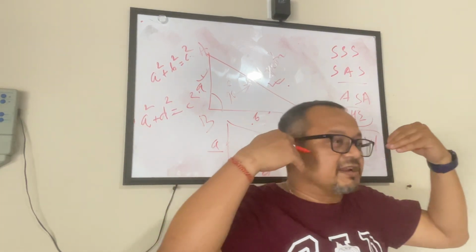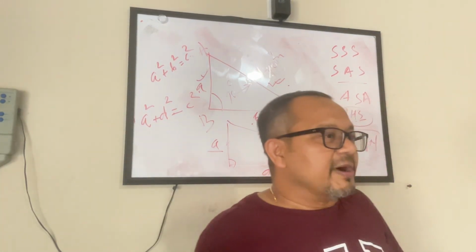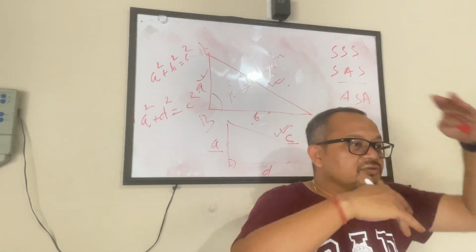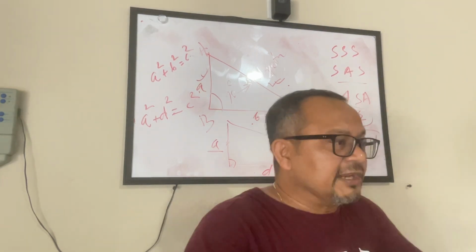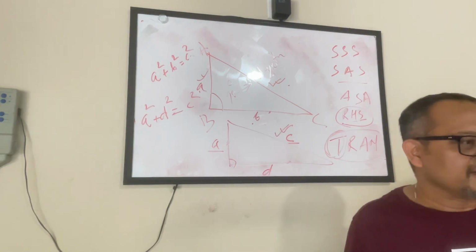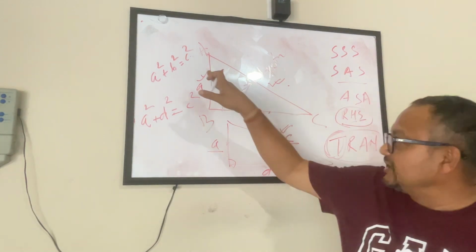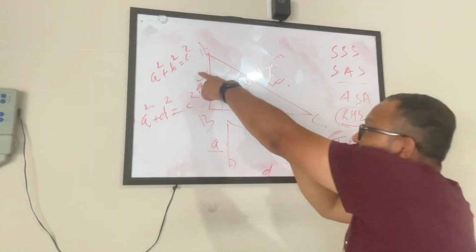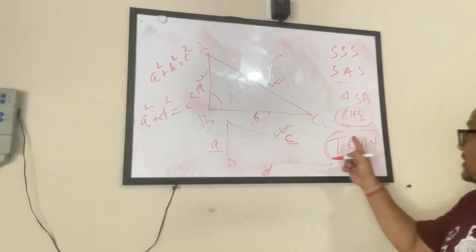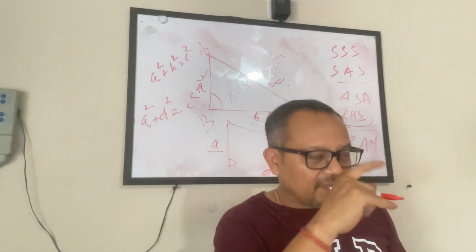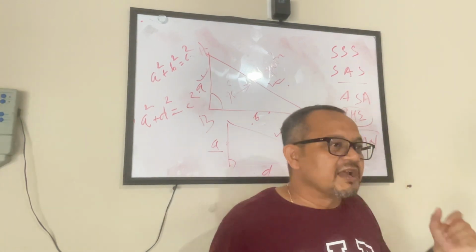I can even make it more generic for you guys. That theorem doesn't exist, but I can tell you that in any two right angle triangles, if any two sides match, be it hypotenuse or not a hypotenuse, they will be congruent. So even if this side and this side match, they will be congruent, because this square plus this square equals this square. If these two sides are matching, the hypotenuse has to match. So the theorem says that if there are two right angle triangles where the hypotenuse and one of the sides match, then they will be congruent.